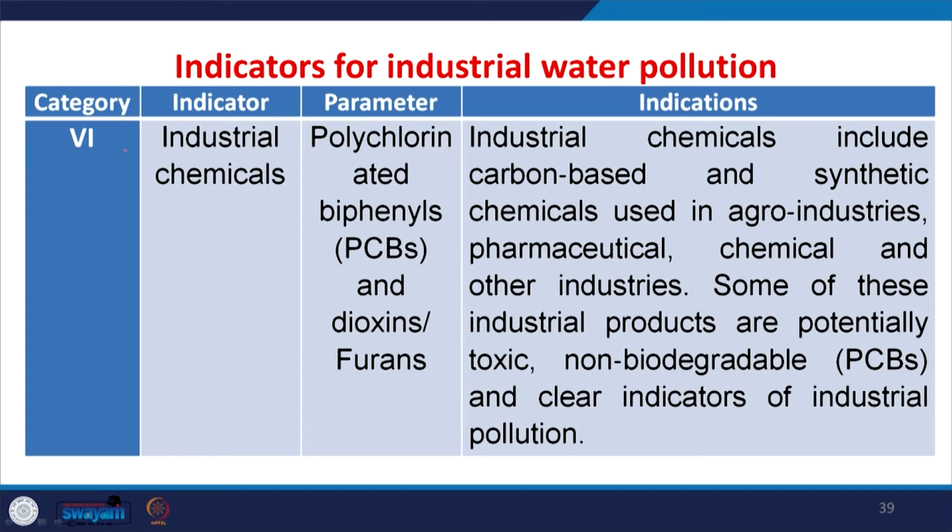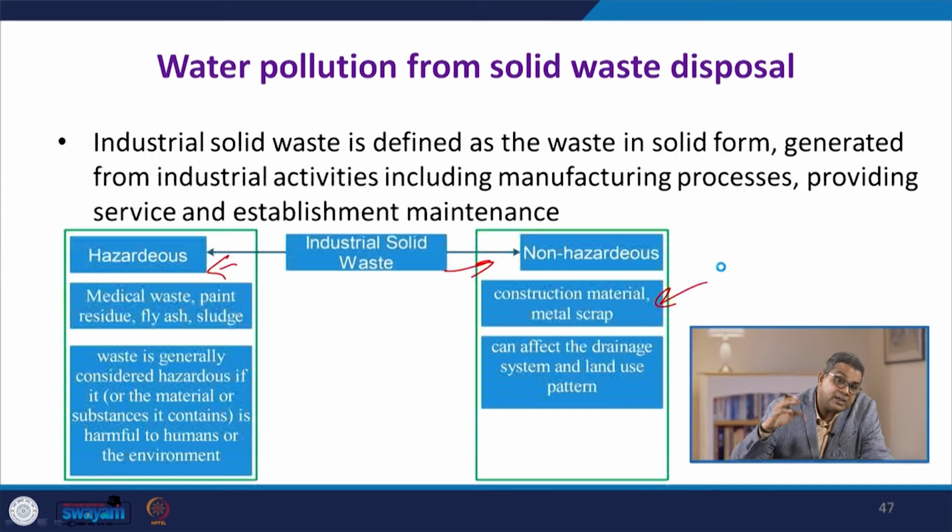The sixth category is the industrial chemicals, polychlorinated biphenyls PCBs and dioxins, furans. Now, industrial chemicals include carbon-based and synthetic chemicals used in agro industries, pharmaceuticals, chemicals, and other industries, and some of these industrial products are potentially toxic in nature. They are non-biodegradable, and they are clear indicators of industrial pollution.